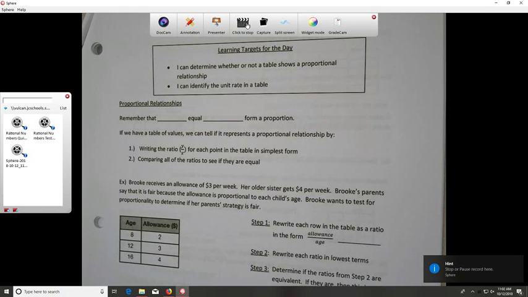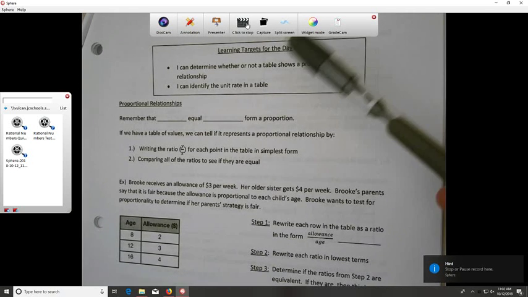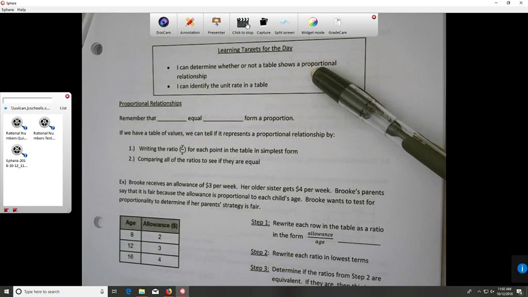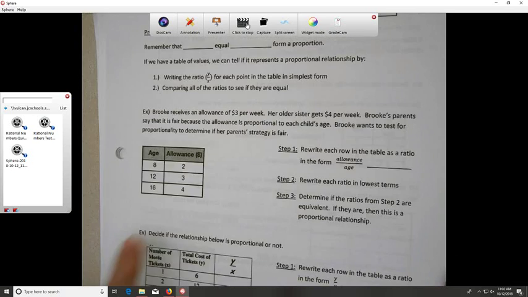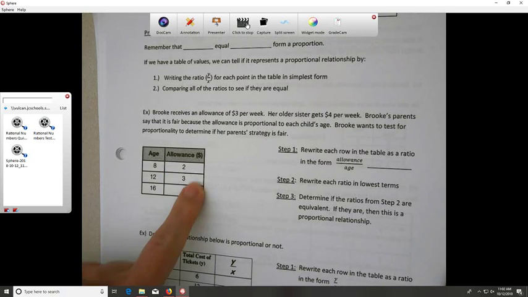Alright guys, so our learning targets today are: I can determine whether or not a table shows a proportional relationship, and I can identify the unit rate in a table. So when I'm talking about a table, I'm talking about a table of values that looks like this.